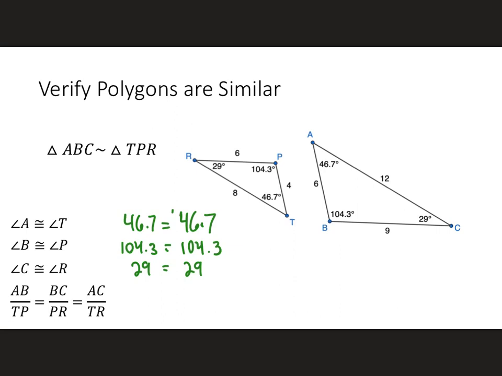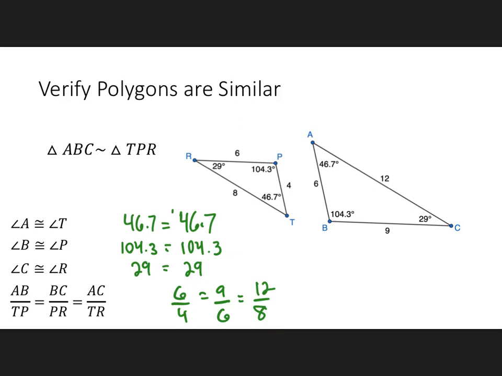Now we have to make sure that our proportionality statement is also true. So AB, the measurement from A to B is 6. The measurement of TP is 4. The measurement of BC is 9. The measurement of PR is 6. The measurement of AC is 12. And the measurement of TR is 8. And if all of these fractions reduce to the same scale factor, then we know that our polygons are indeed similar.